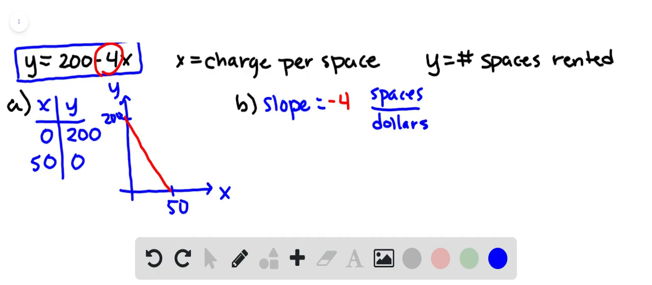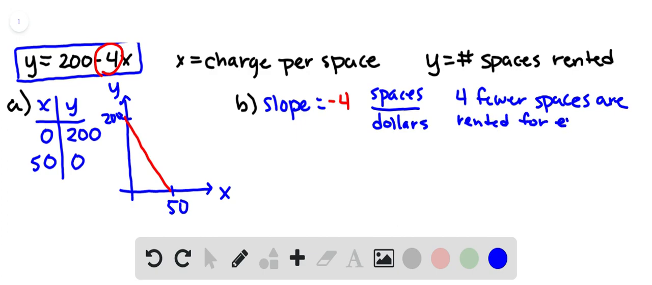Okay, so what does this mean? Because it's negative, it's going down, and that tells us that he would rent 4 fewer spaces for every dollar he increased the rent charge. So 4 fewer spaces are rented for every dollar increase in rent.